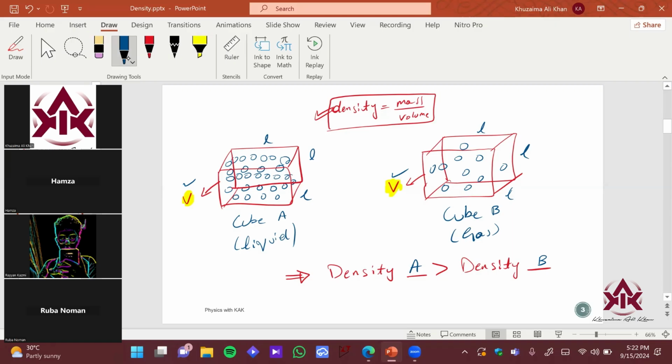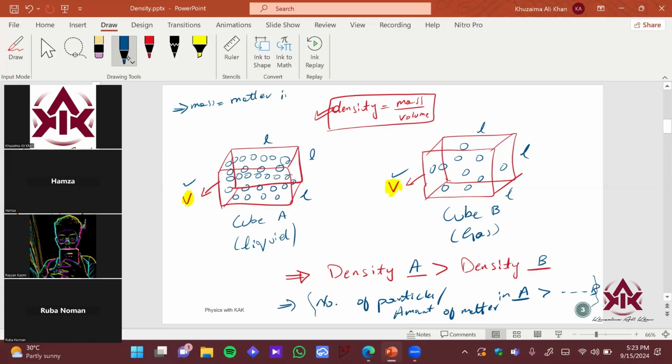So their volume is the same, right? You can see that there are more particles here. So what is happening over here? The number of particles, or you can say the amount of matter, in A is greater than in B, right? If you recall the definition of mass, mass is what? The amount of matter in a body, right? Mass is basically equal to the amount of matter in a body.